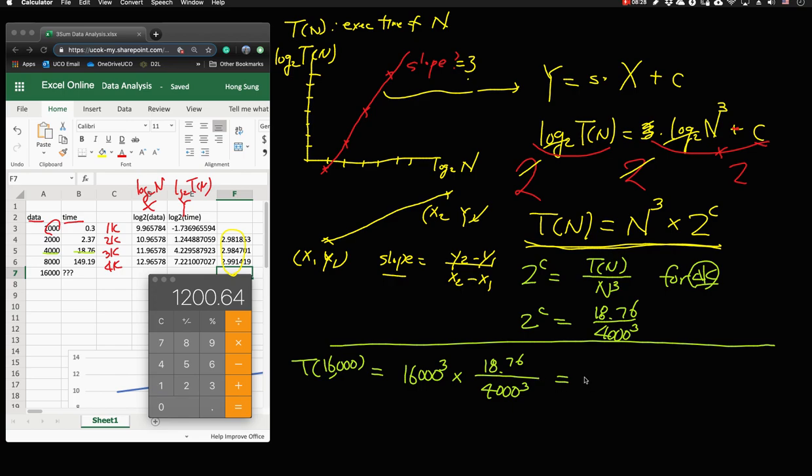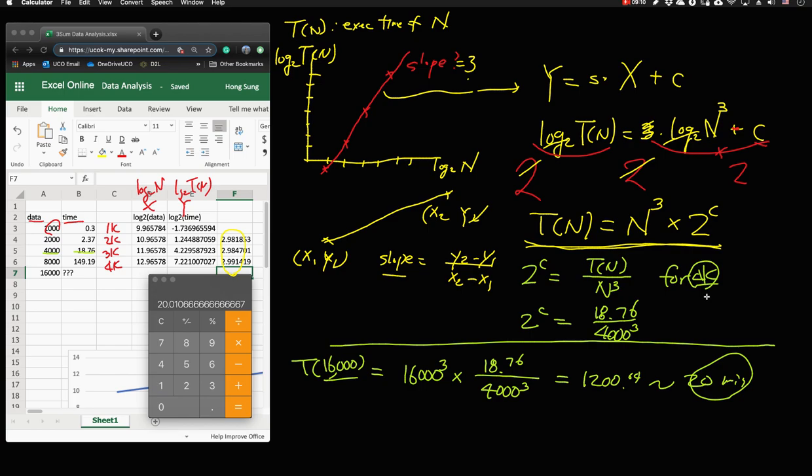So that is approximately 1264. So 1200 seconds, if we divide it by 60, a minute is 60 seconds, then it's about 20 minutes. So what you expect is about 20 minutes to compute this algorithm for 16,000 data. So our estimation from the analysis is 20 minutes.